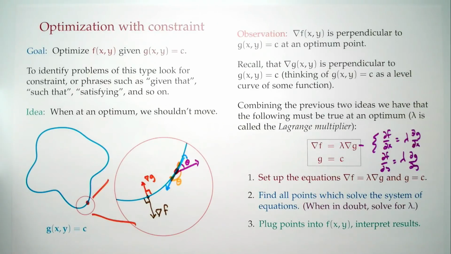So that's my advice. If you have no idea how to proceed, solve for lambda. And the third thing is, plug in your points and interpret the results. So it's actually not a very complicated process. You just have to know how to get going. You have to know how to set up the equations, and you have to know how to find the points. And the rest are examples. So any questions before we jump into examples?